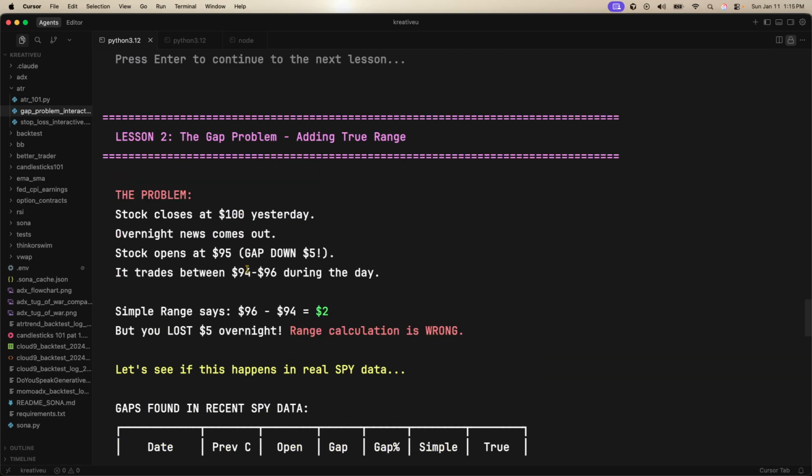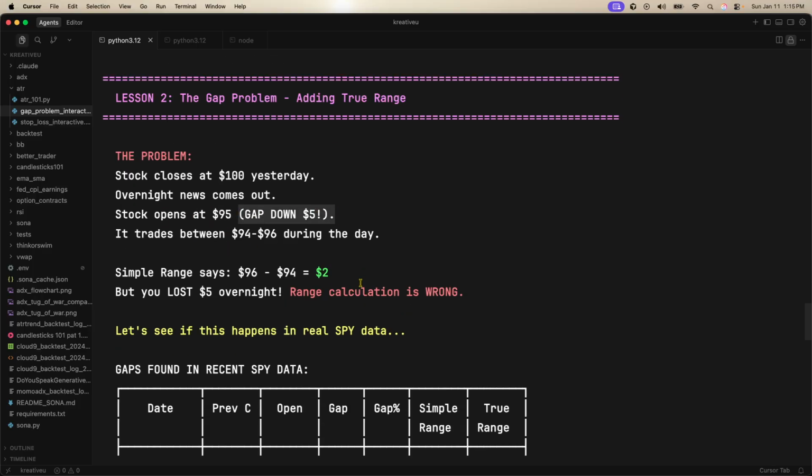All right, here we go. The stock closed at $100 yesterday, but the overnight news came out. The stock opened at 95. It gapped down by $5. It traded between 94 and 96 during the day. The simple range says that the range is $2, but you lost $5 overnight. The range calculation is wrong.